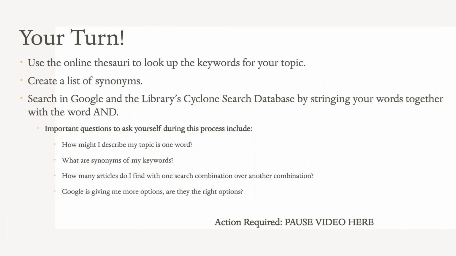Pause the video here and perform this exercise with your own research topic. Use a thesaurus to look up your originally identified keywords to create a list of synonyms. Then use those synonyms to search in Google and the library's Cyclone Search database. Important questions to ask yourself during this process include: How might I describe my topic in one word? What are synonyms of my keywords? How many articles do I find with one search combination over another combination? Google is giving me more options. Are they the right options?